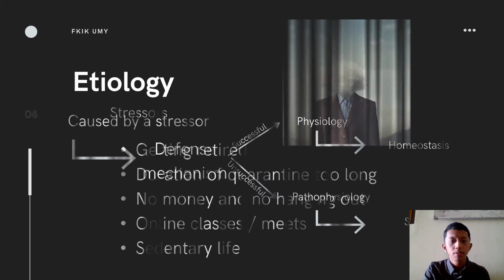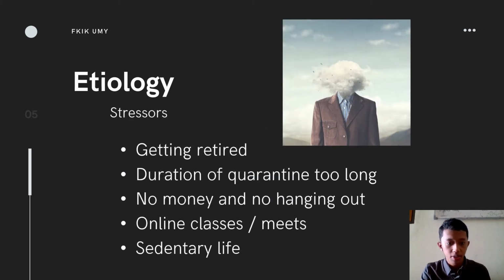And then we talk about the stressors. The first stressor is getting retired. I think this problem is related to the breadwinner or even the leader of the family, because they are feeling confused about how they can collect money and how they can give their family food or something their family needs to support their life. That's the first. And then the second is the duration of quarantine being too long.